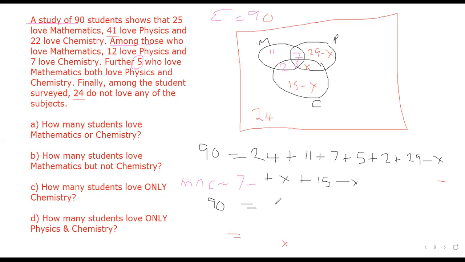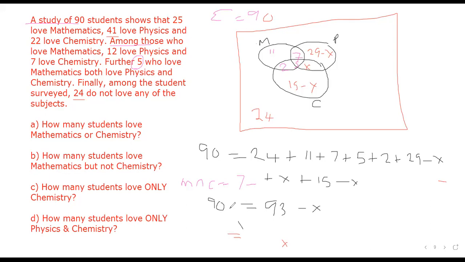Are we adding the 24? Yes. 4 plus 11 plus 7 plus 5 plus 5 plus 93, plus 29 plus 15 to 93. Yes. And this x and that x will cancel. We're just going to remain with minus x.